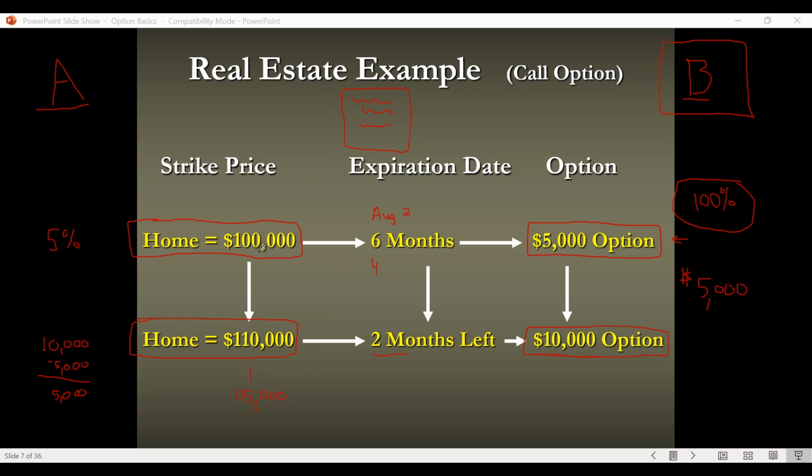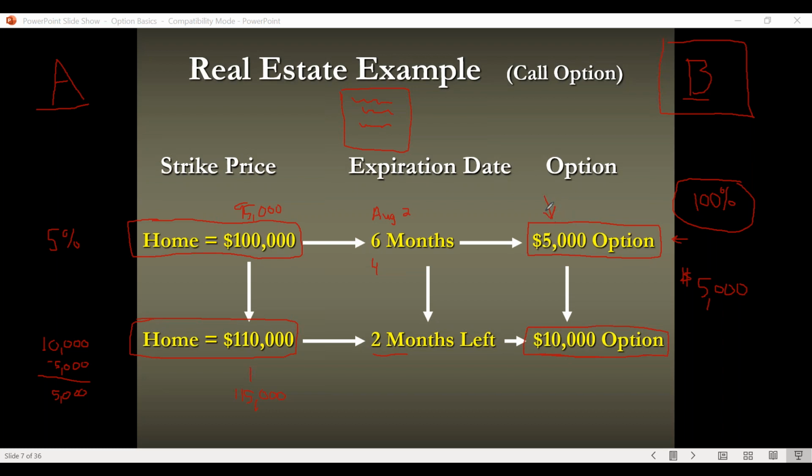If this house stayed at $100,000 or went down in value, let's say it went down to $95,000 on August 2nd, I lost $5,000, right? Because I'm not going to exercise that option and buy it for $100,000 when it's only worth $95,000. So I'm either going to lose the $5,000 if I exercised it, or I'm just going to lose it because I'm just not going to do anything. So there's the risk, but I can't lose any more than the $5,000.